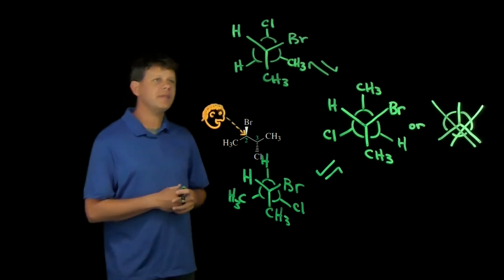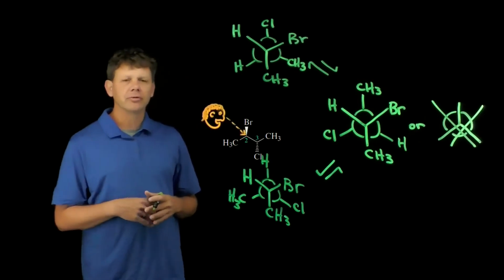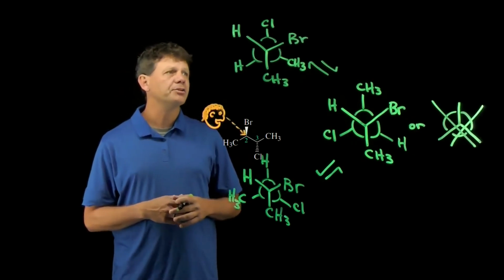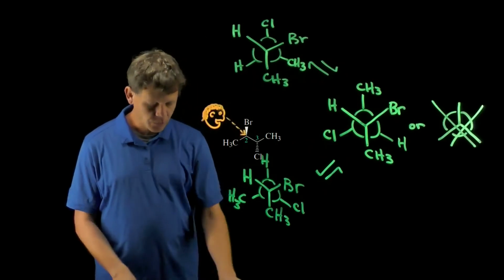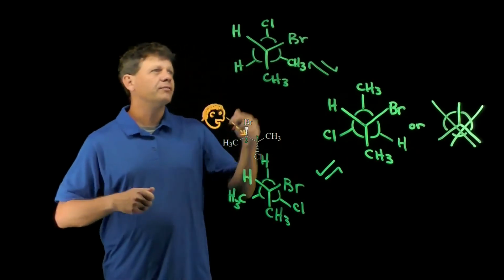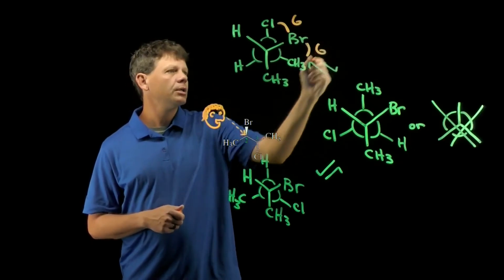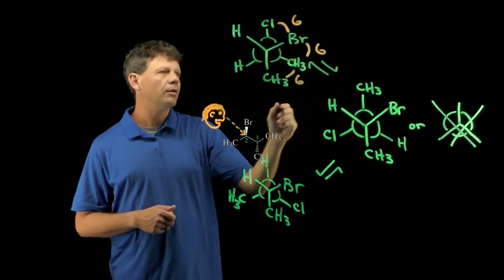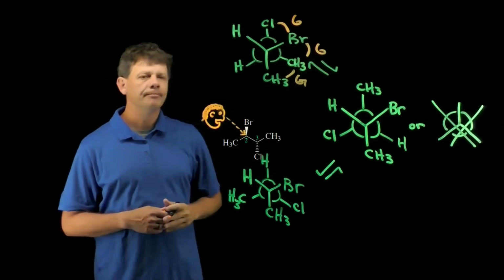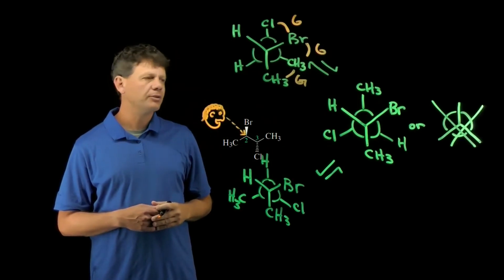How do we choose between them? Well, we're going to look for the structure that minimizes the gauche interactions. Let's highlight the gauche interactions. We can do that using a different color marker here. We've got a gauche, and a gauche. So for a total of 3 gauche interactions there.